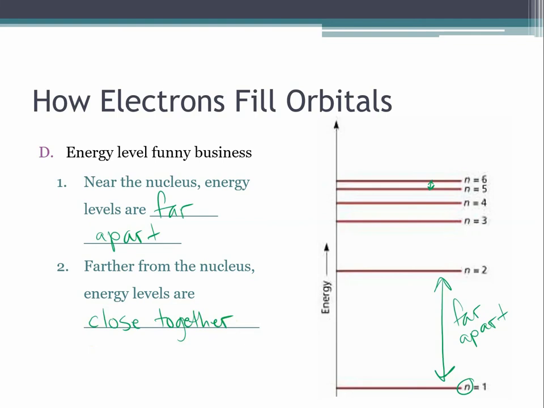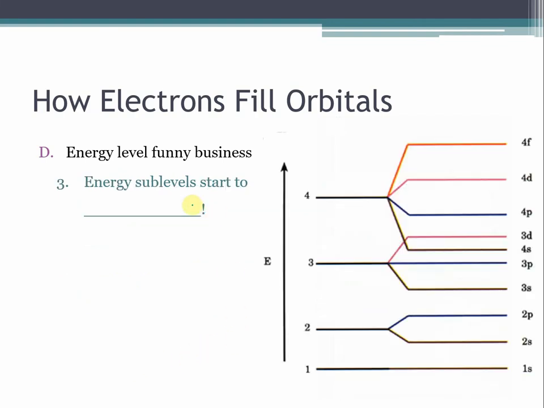So remember that each energy level has some sub-levels in it, right? Your second energy level has an S sub-level that comes down. It's got a P sub-level that goes up. Your third has an S that comes down and a P and a D that goes up, and then S and P and D and F. So what happens as these energy levels start to get close together, their sub-levels start to overlap. So we still have our first energy level with just its 1s right there.